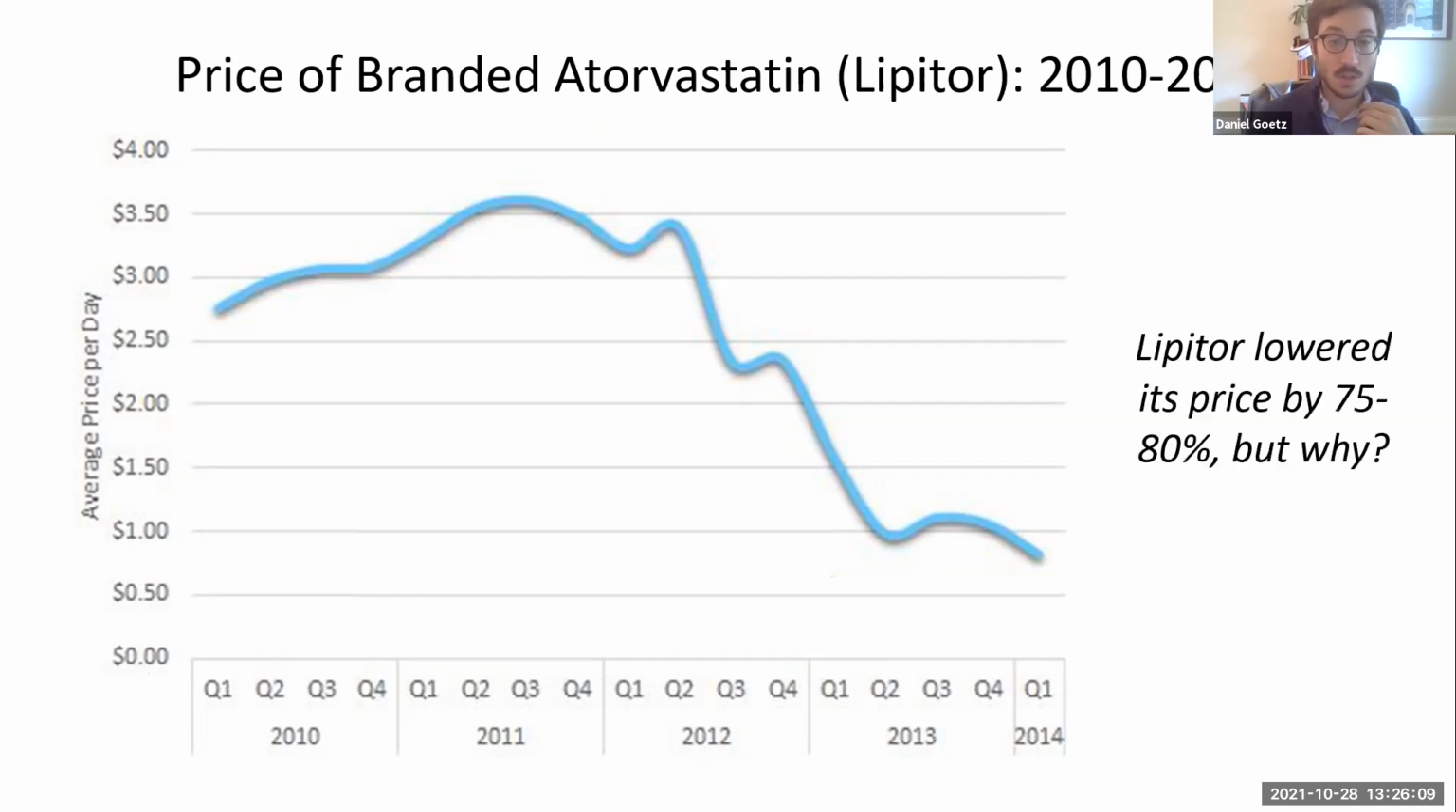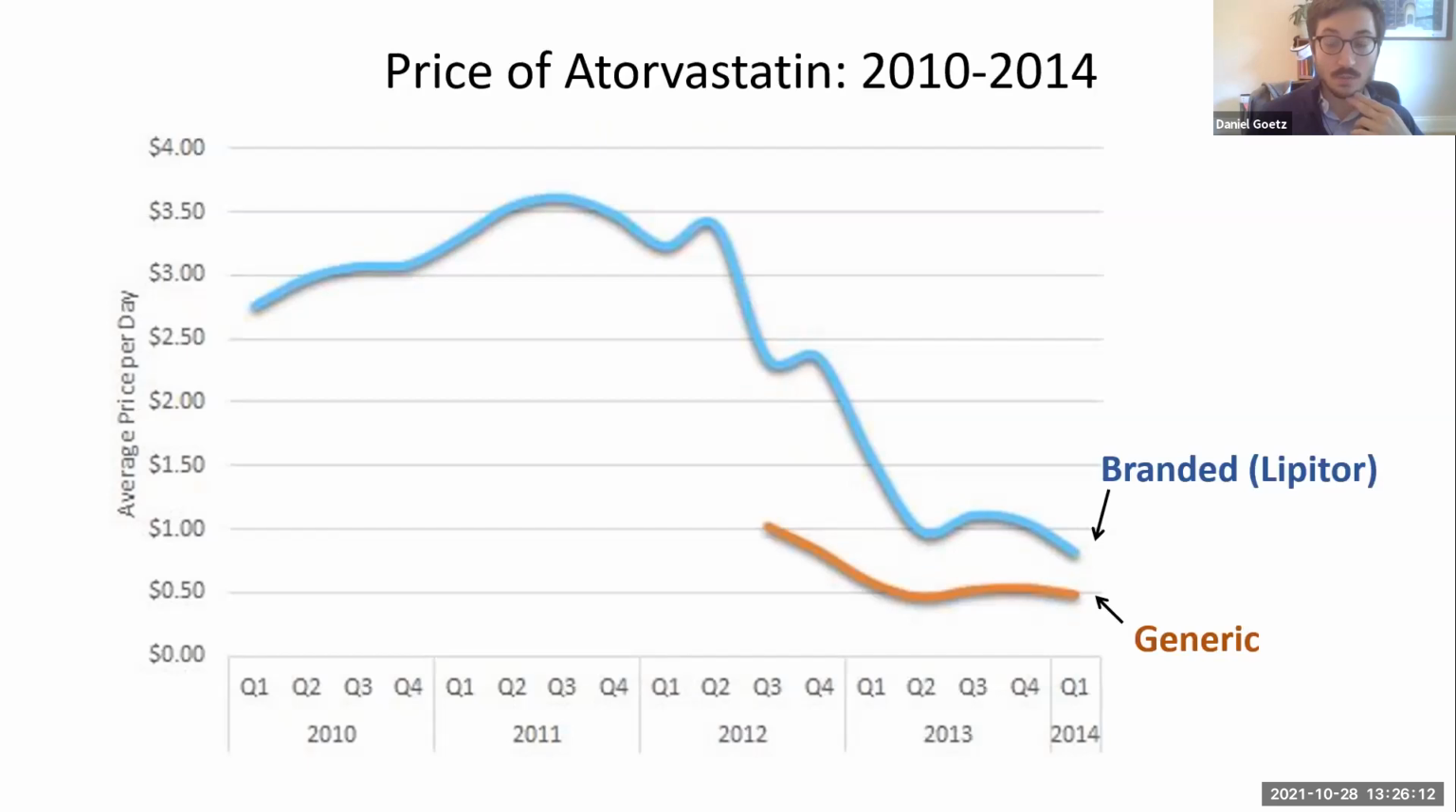So the story is competition. So with a pharmaceutical drug, when you create it, you have the exclusive right to manufacture it for a certain amount of time. That's called your patent. Once your patent expires, then other companies can make it too. And in mid-2012, the patent for this chemical compound expired. Generic companies entered and started selling it much, much cheaper. And so Lipitor cut the price to compete with those companies.